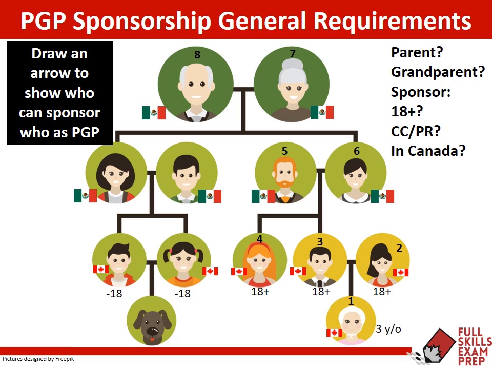So I'll give you just a tiny little activity to begin with here, and what I want you to do is draw an arrow just to indicate who can sponsor who as a parent or grandparent. All right, so I'll give you a minute for this. And of course, you don't have to draw on your computer screen. You could just think of the arrow.